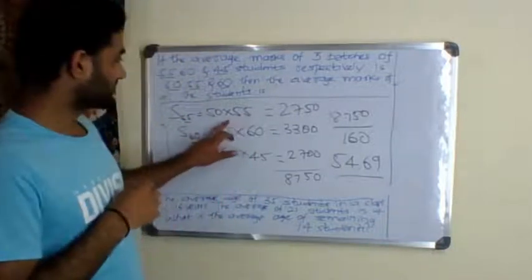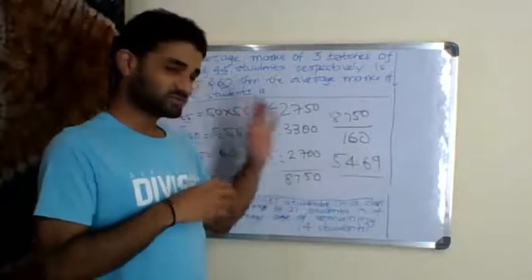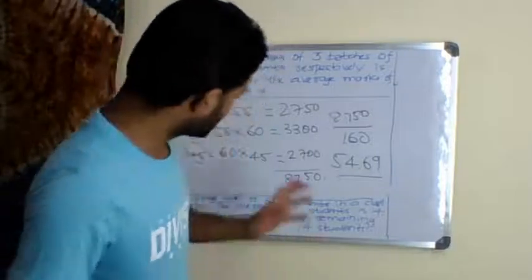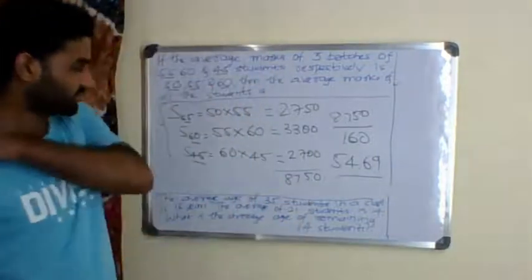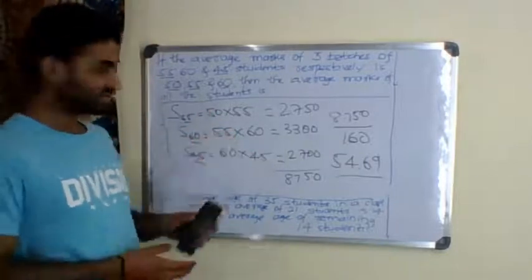So I'm just multiplying to get the total sum, and I need the combined average. So total of all divided by total number of scores. Time is 12 minutes. We can take the second problem. So later you can pause and make your notes.